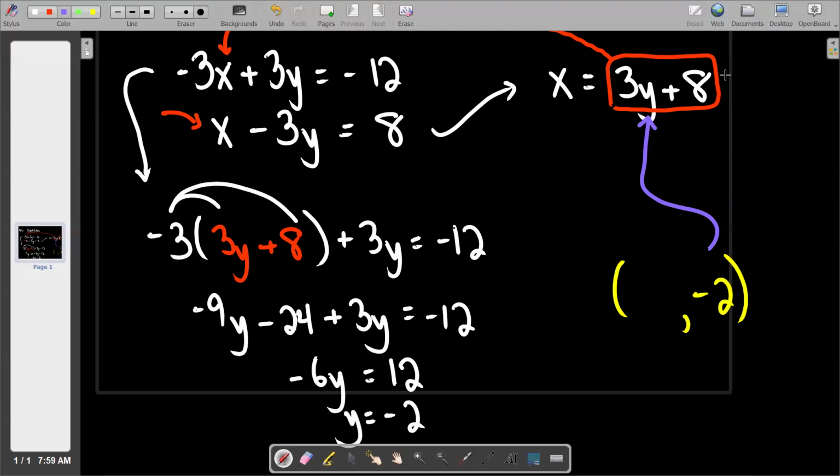So if I take the yellow number, -2, and I put it right where that purple arrow is pointing, then all you've got to do is some fourth grade math to figure out the other answer. So up here, what is 3 times -2? And what's -6 plus 8? And we are done. So we can say that if we did graph, that would be the point where the lines would cross.